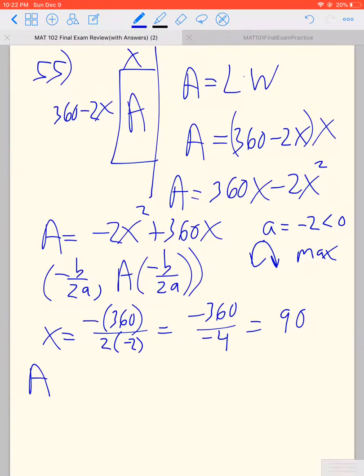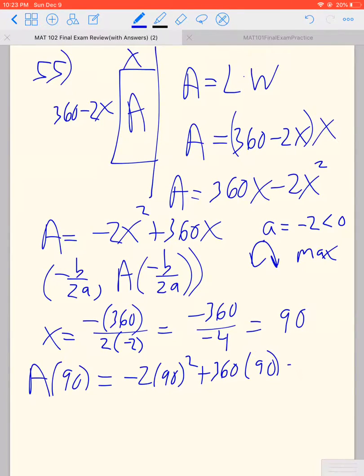If you wanted A of 90, this would be negative 2 times 90 squared plus 360 times 90. You could, of course, go ahead and punch this into your calculator. Which would give us 16,200, and everything was measured in feet, so that would be feet squared, and this previous x value would have been feet. So the vertex was 90, 16,200.